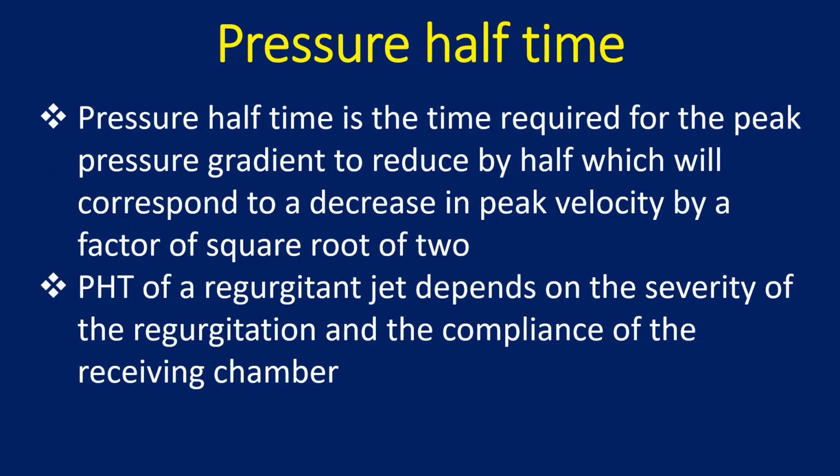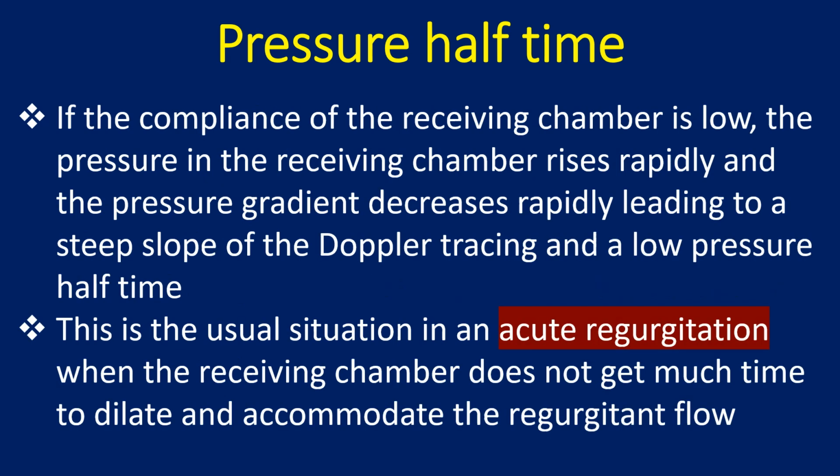Pressure half time is the time required for the peak pressure gradient to reduce by half, which will correspond to a decrease in peak velocity by a factor of square root of 2. PHT of a regurgitant jet depends on the severity of regurgitation and the compliance of the receiving chamber. If the compliance of the receiving chamber is low, the pressure in the receiving chamber rises rapidly and the pressure gradient decreases rapidly, leading to a steep slope of the Doppler tracing and a low pressure half time.